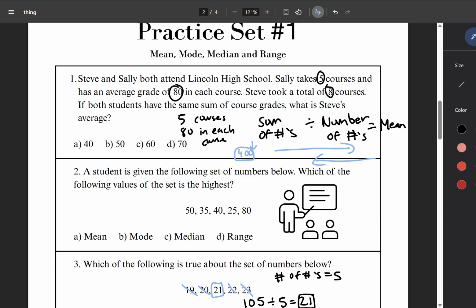And now we're told that both students have the same sum of the courses, but Steve took 8 courses. So to find Steve's average, we're going to use 400, but the number of numbers is going to be 8. So 400 divided by 8 is equal to 50. That means the answer is 50.